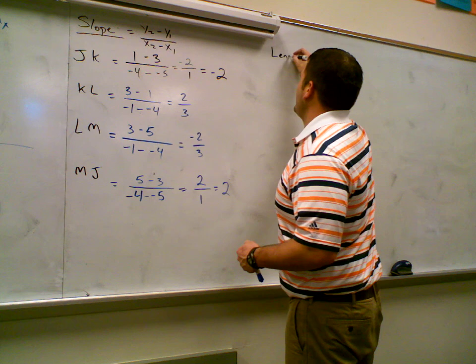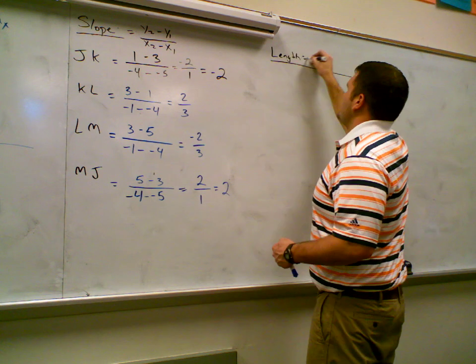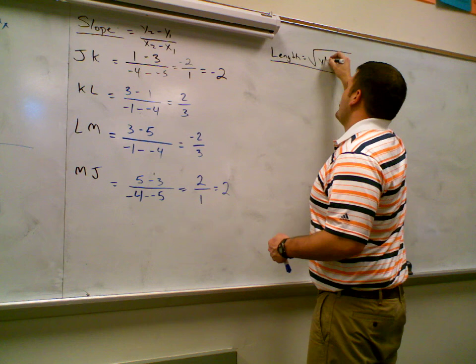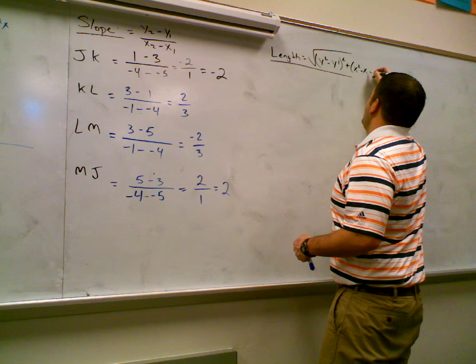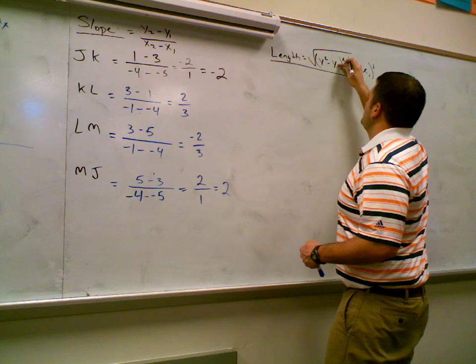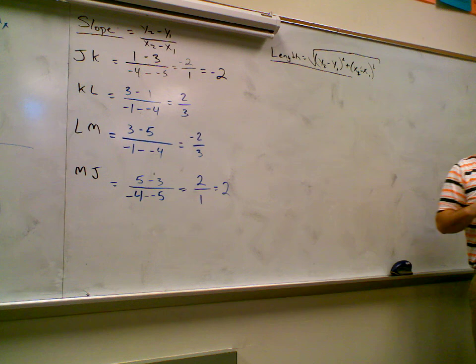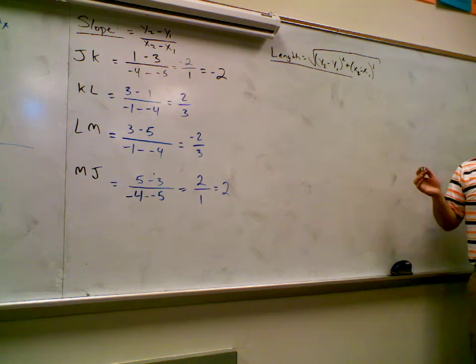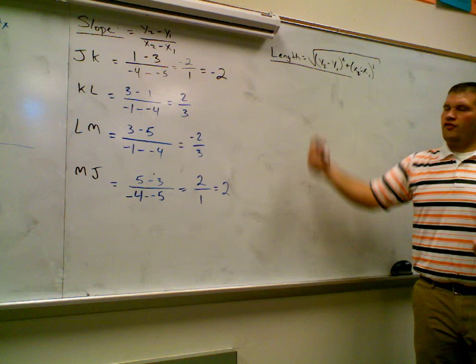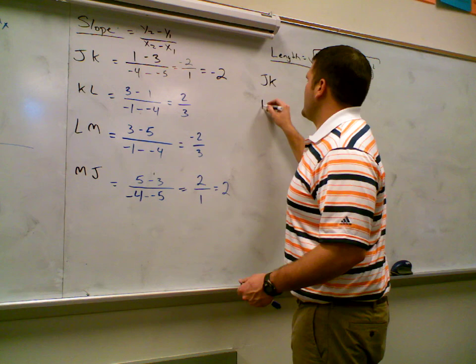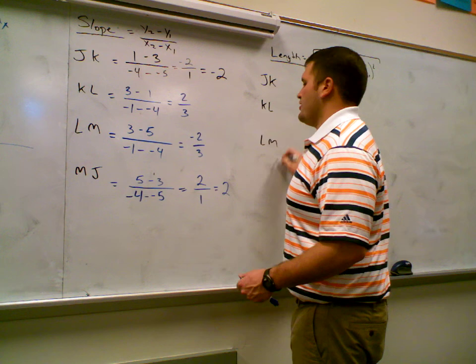The distance formula. So for the length of the sides, we're going to use the distance formula: the square root of Y2 minus Y1 squared plus X2 minus X1 squared. That's our distance formula, right, guys? So we have to do the distance of all of them or just a couple? All. So we have to do JK, JL, LM, MJ.